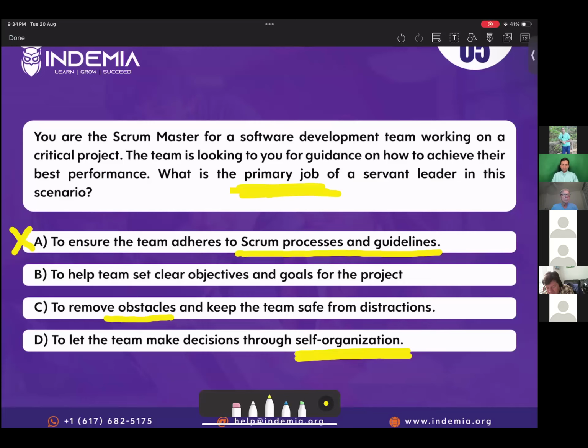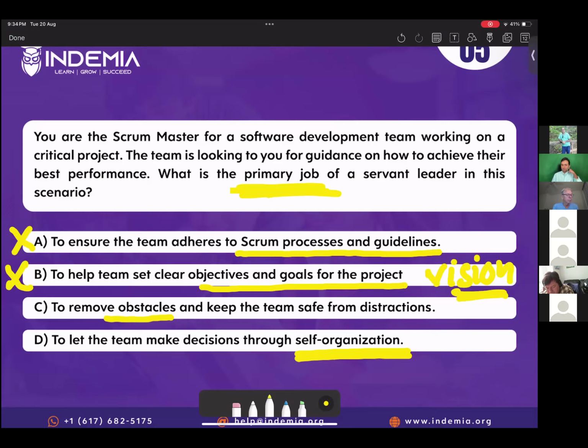Option B, to help team set clear objectives and goals for the project. Again, the team is self-organized, right? They do their work themselves. All the relevant stakeholders like product owner and Scrum Master assist in the process. But again, that's not the primary function. Even the product owner can do that. And most of the time, the product owner defines the product vision by developing a vision statement with the help of the customer. So B can't be the right answer.